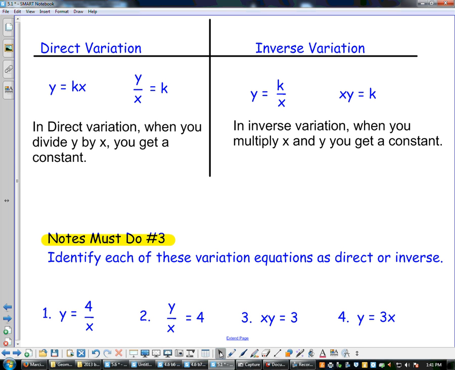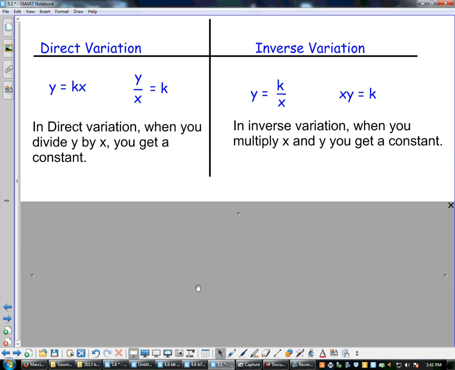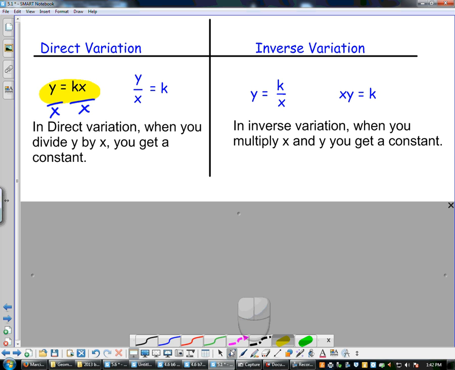Okay, let's take a look at this. We are comparing now direct variation with inverse variation. Direct variation, remember the equation for that is y equals k times x. But if we wanted to, let's say, divide both sides of that equation by x, we would end up getting this equation, that is y over x equals k. Both of those would be direct variation equations. When you divide y by x, you're going to get a constant for a direct variation equation.